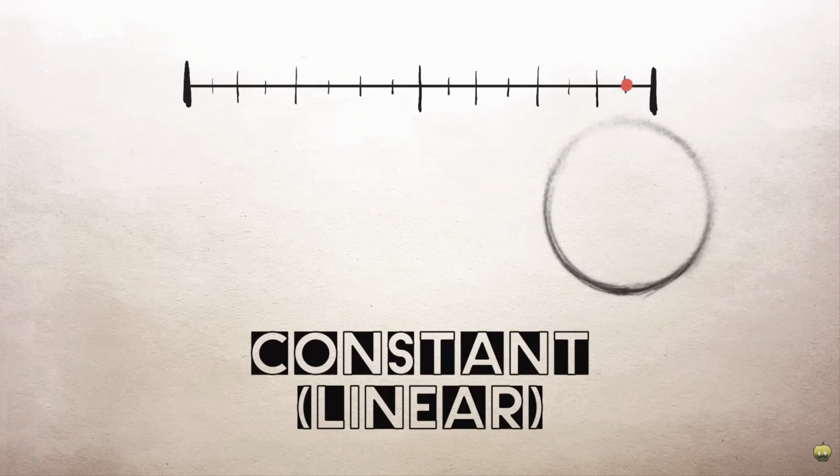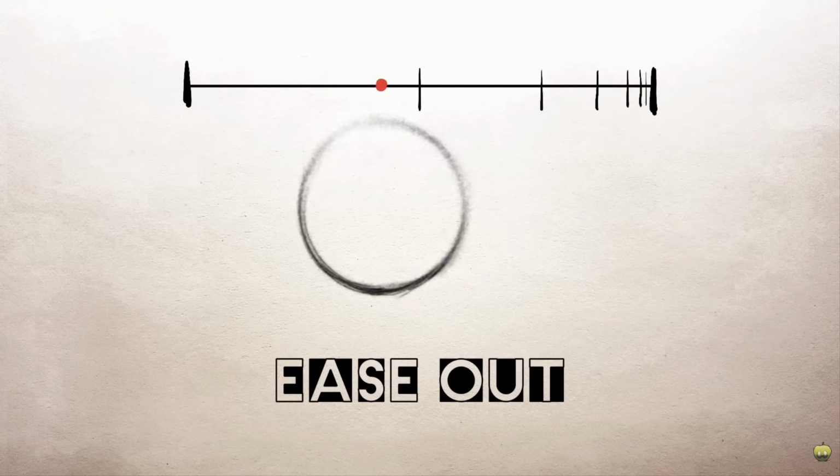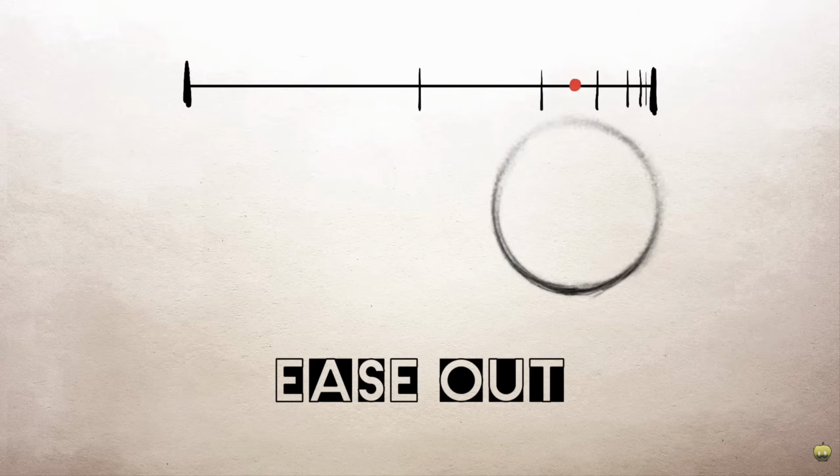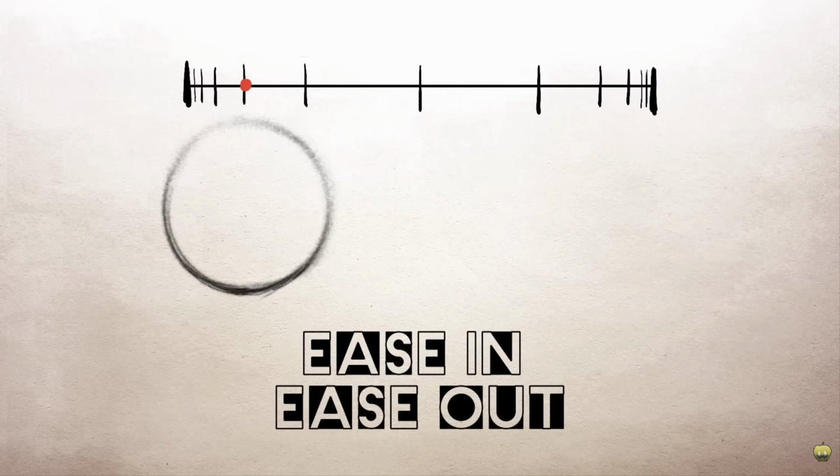The second one is ease in, the object starts slow and speeds up. The third one is ease out, which means the object comes in fast and slows down. And the fourth one is ease in, ease out, where the object starts slow, speeds up, and then slows down again.